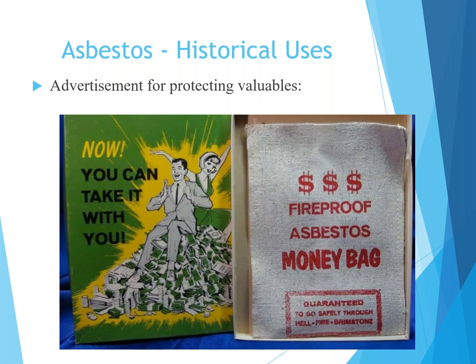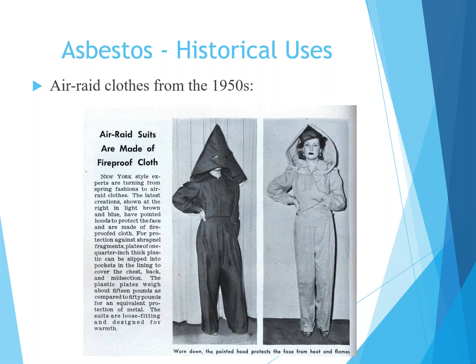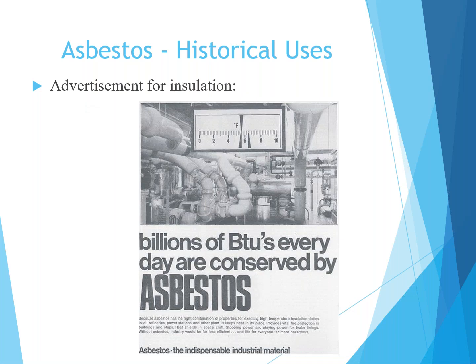I think this is the second last advertisement here. Fireproof asbestos money bag. You can take it with you. Again, just showing again the use. Air raid clothes from the 1950s. These air raid suits are made from fireproof cloth. Advertisement for insulation. You have probably seen asbestos insulation. Unfortunately, if you see black insulation around piping, that's literally called asbestos insulation, and it has asbestos 100% of the time, or 99% of the time, I should say.